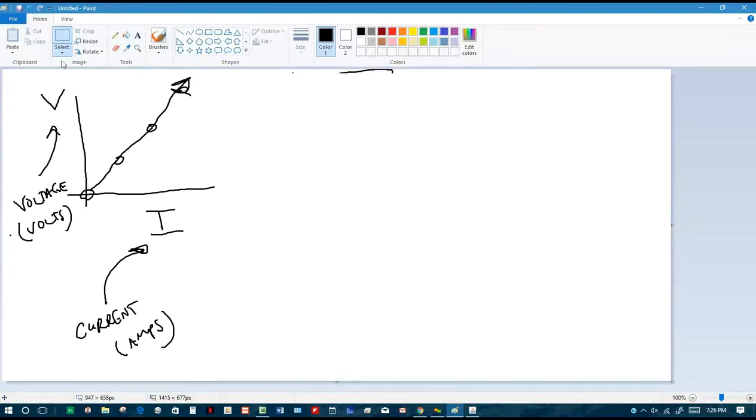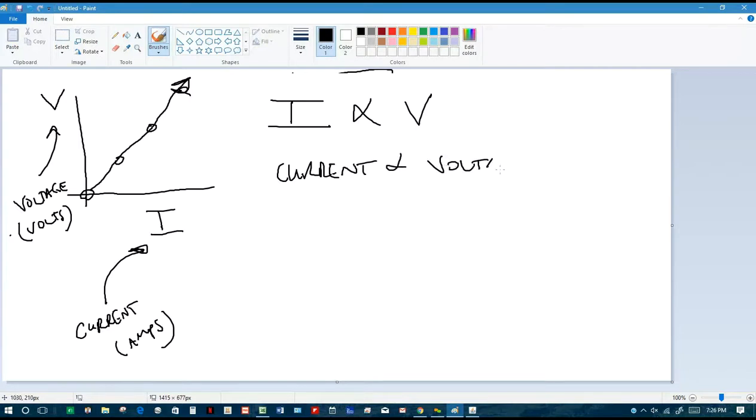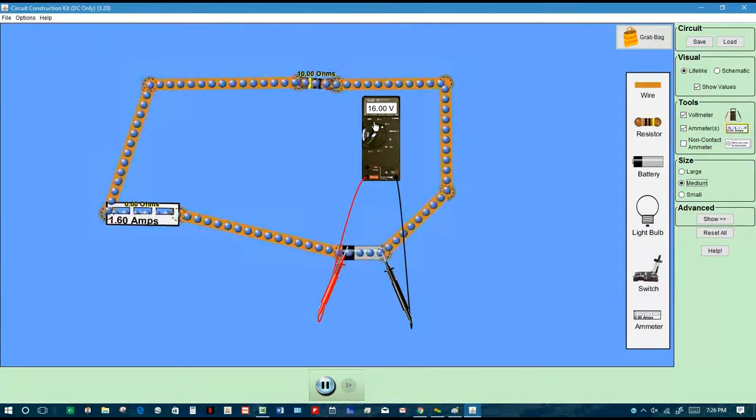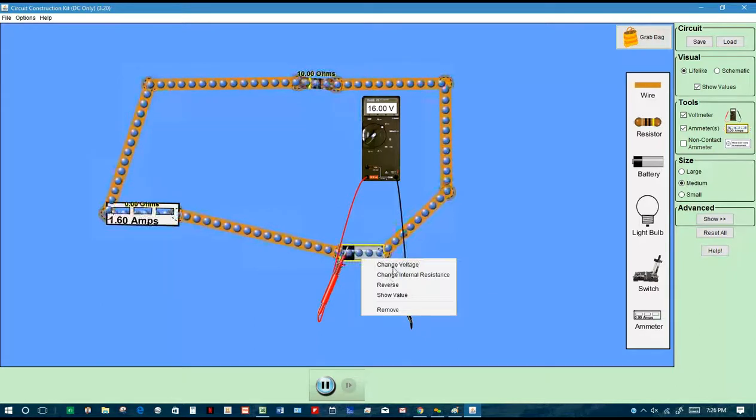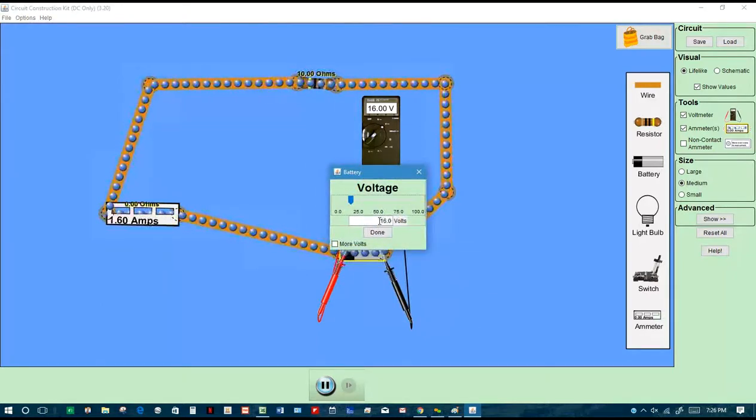So what Ohm's law is showing is that, I should have said, current is directly proportional to voltage. So what that means is if we double the voltage, will we double the current? Yeah. Well, let's go check on our simulation. It's currently 16 volts with 1.6 amps. If I double the voltage from 16 volts to 32 volts, what will the new current reading say?